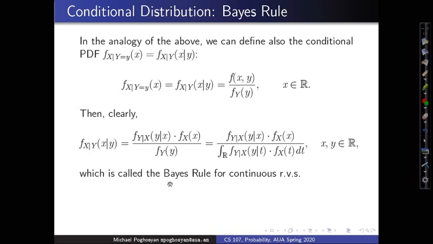And this is called the Bayes rule for continuous random variables. This is very similar to the Bayes rule we have worked with for events. In the denominator, in the case of events, we had a sum over all possible values. And here again, we have something like an infinite sum, or integration, over all possible values of x.